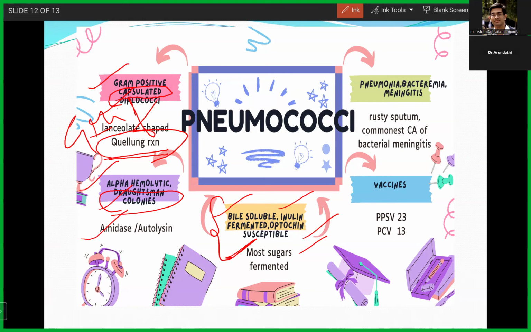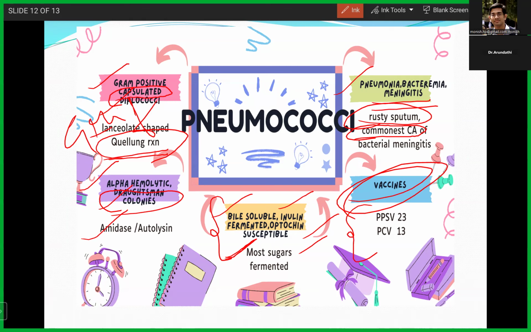And then, what all does it cause? Mainly it causes lobar pneumonia. In lobar pneumonia, what you should remember is that it produces rusty sputum. It results in meningitis, where you should know that it is the commonest cause of meningitis in healthy children and adults. And there's something which I did not touch upon, where I want you to work on the vaccines for it. We have basically 2 vaccines, so please go back and study about the pneumococcal vaccine. This is about pneumococci in total.